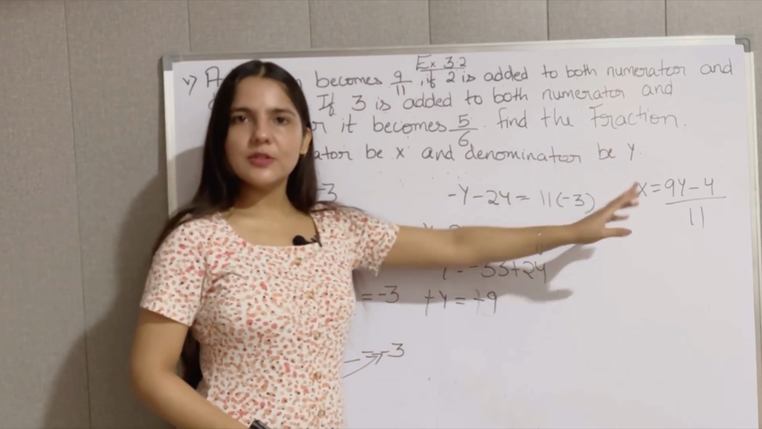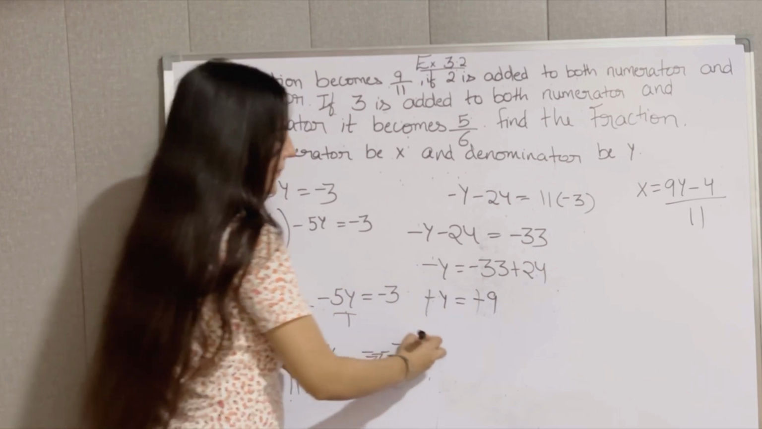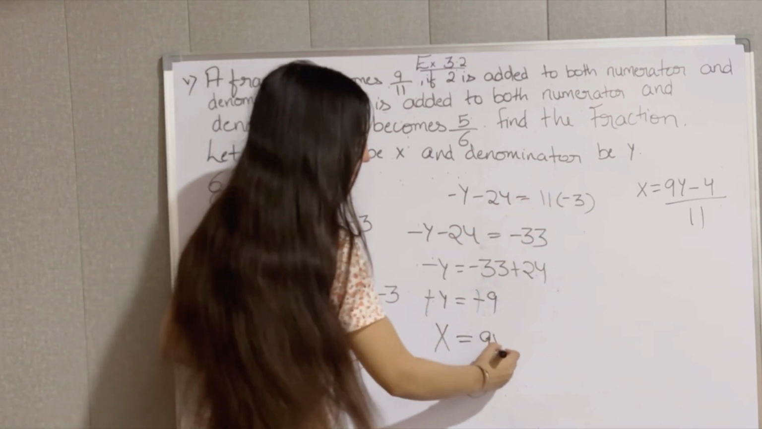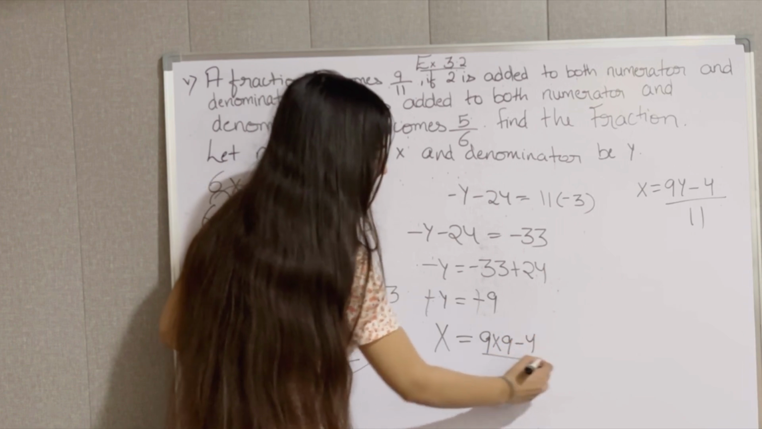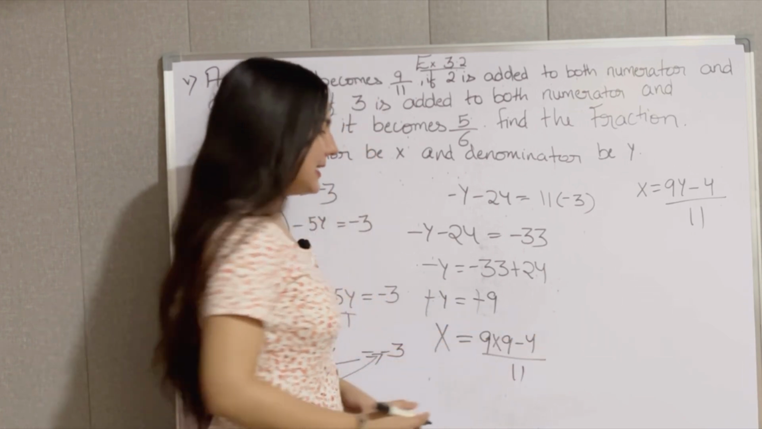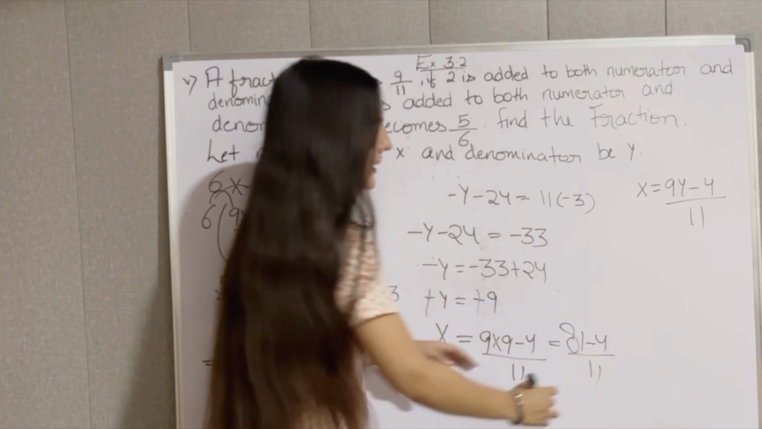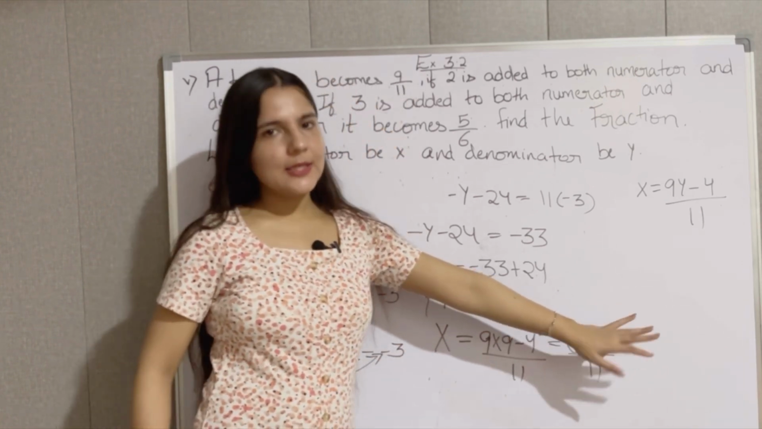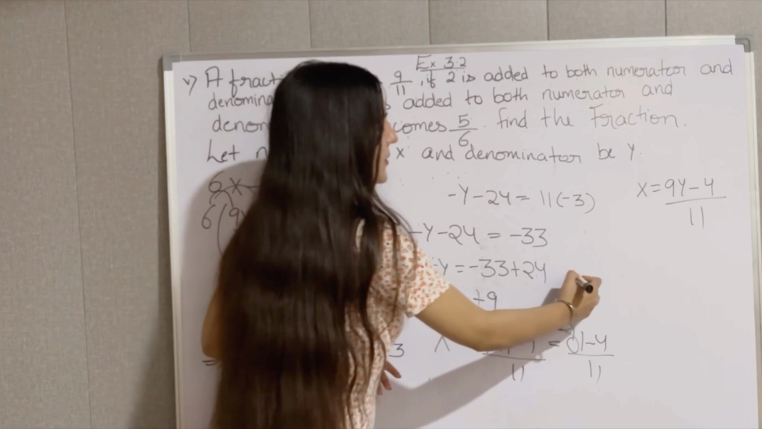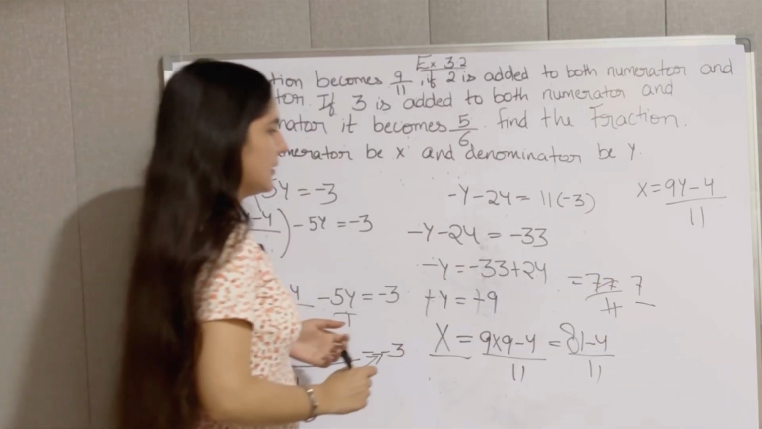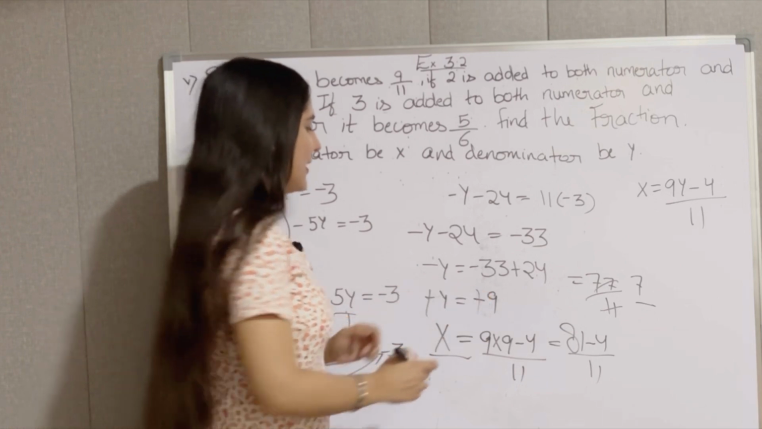We put the value of y in this equation to find the value of x. So x is equal to 9 into y, that is (9 into 9 minus 4) upon 11. Now 9 9s are 81. So 81 minus 4 upon 11. 81 minus 4 is 77. So 77 upon 11 gives us 7. So the value of x is 7 and the value of y is 9.